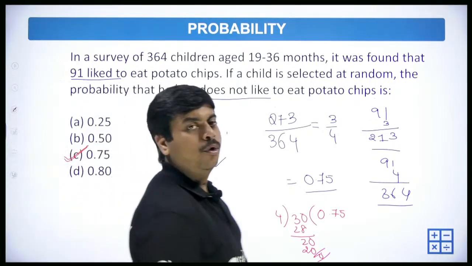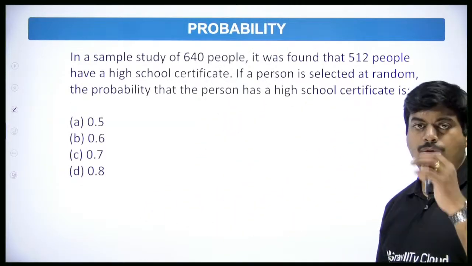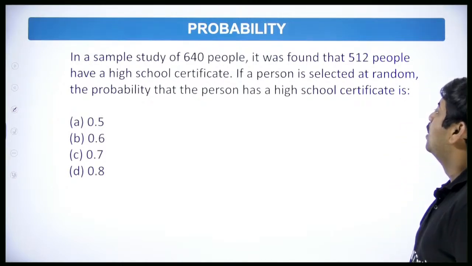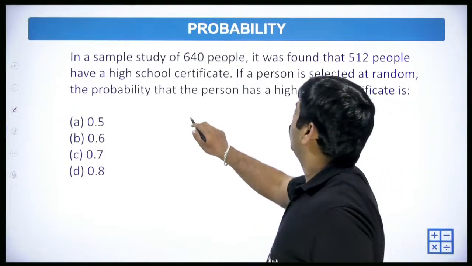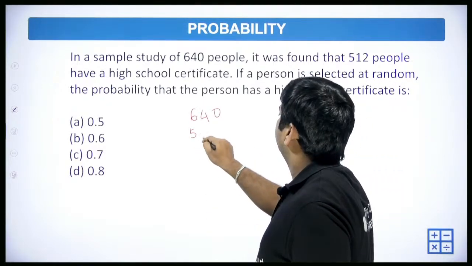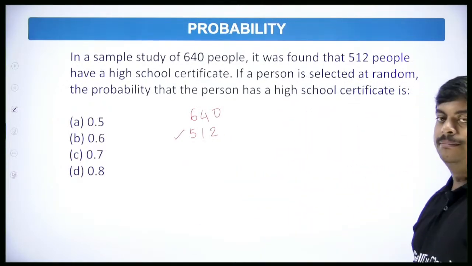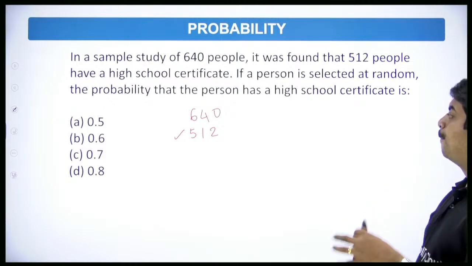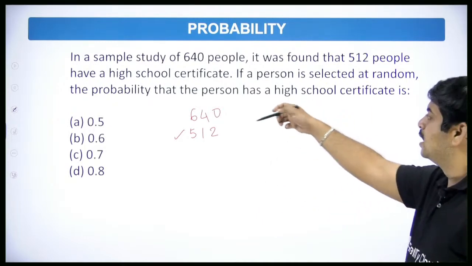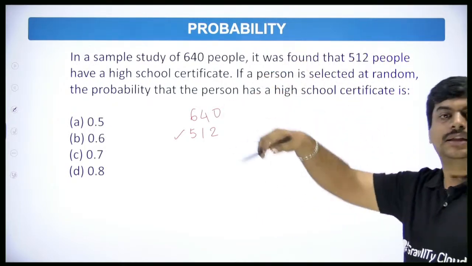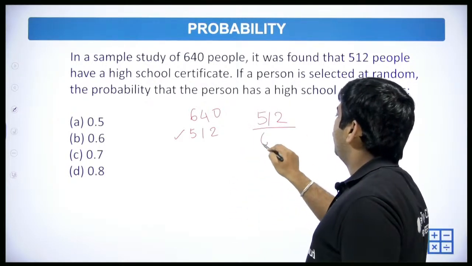Let's move to more questions on these applications. In a sample study of 640 people, it was found that 512 people have a high school certificate. If a person is selected at random, the probability that the person has a high school certificate is being asked. So we need to find 512 by 640.